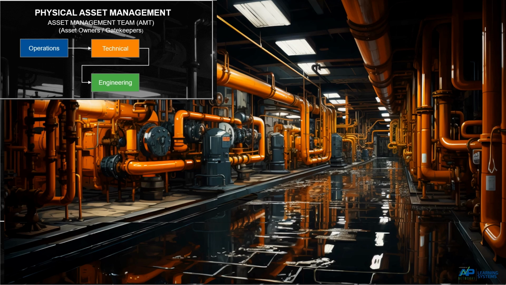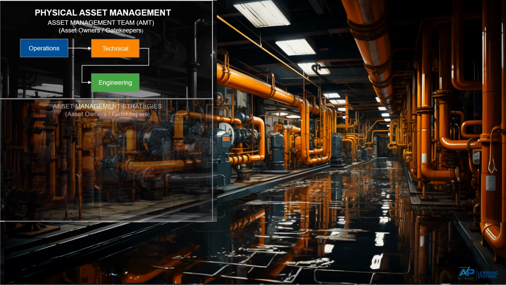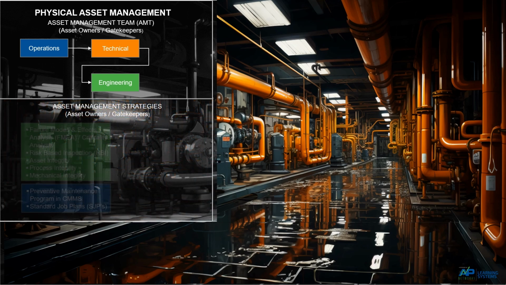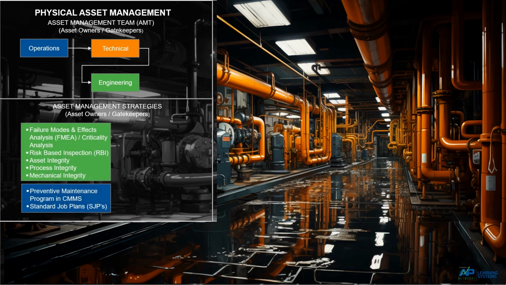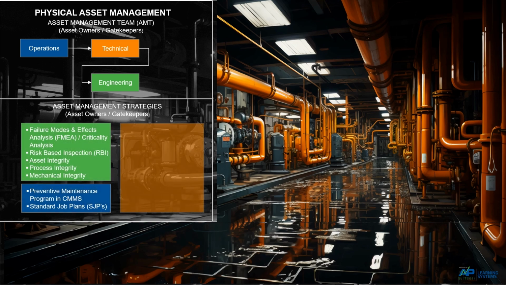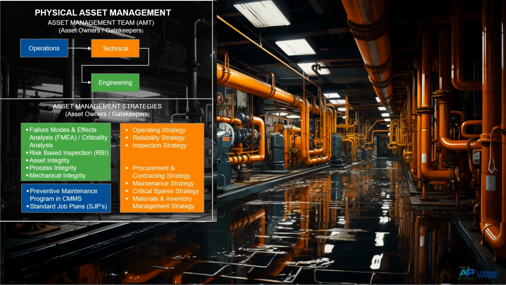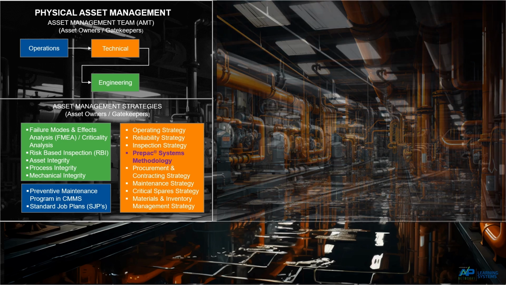The second element of RAMP is asset management strategies. This is where the AMT determines various strategies necessary for optimizing asset reliability and process availability aimed at risk mitigation and business performance optimization. This is where planning services receive significant data and information required to plan effectively. It's also where planning, scheduling, and control strategies are established, in conjunction with pre-packed systems methodology, which we'll cover in subsequent course lessons. The third element of RAMP contains work management.